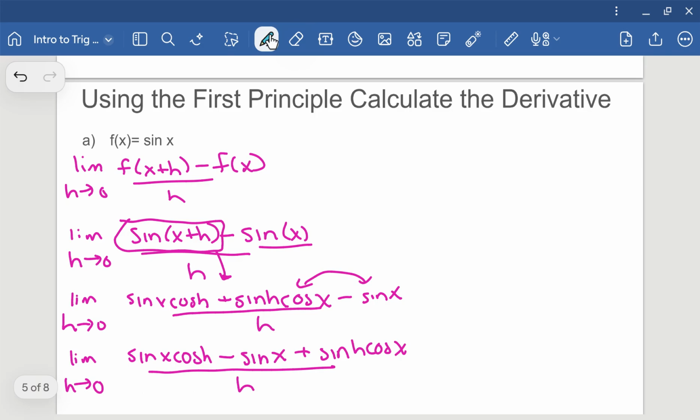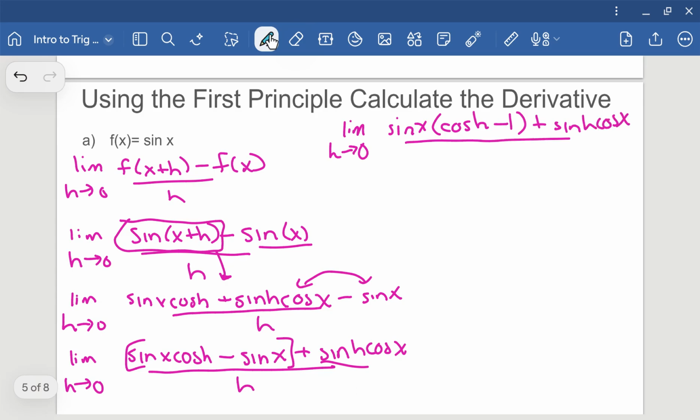Out of these first two terms, I'm essentially going to factor by grouping. I am going to take out a sine of x. So I'm still looking at my limit as h tends towards 0. Out of my first two terms, I'm taking out a sine of x, and I'm left with cos of h minus 1. And then I still have plus sine of h times cos of x, and this is all over h still.